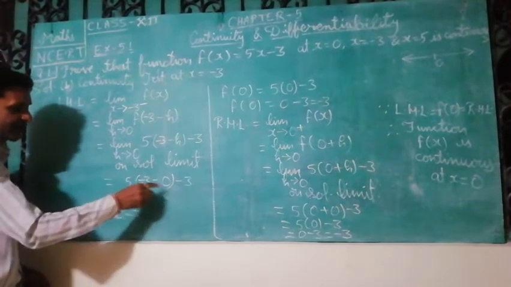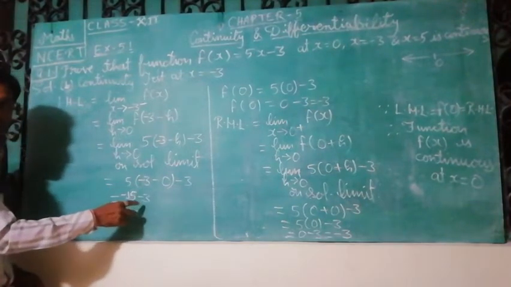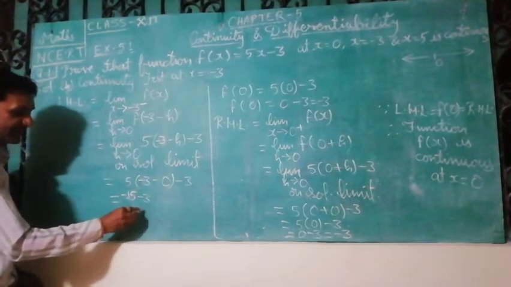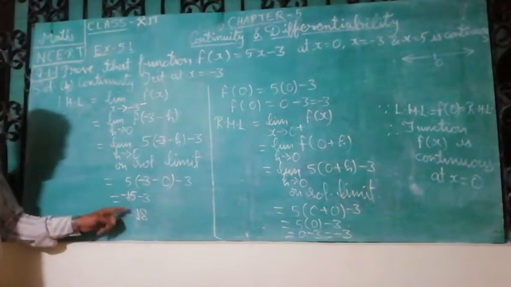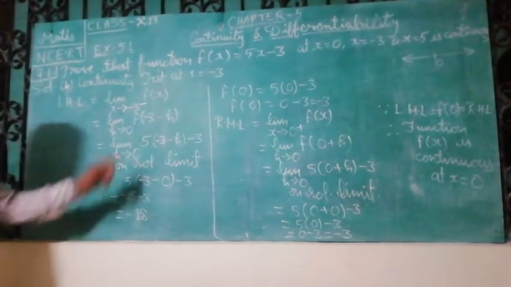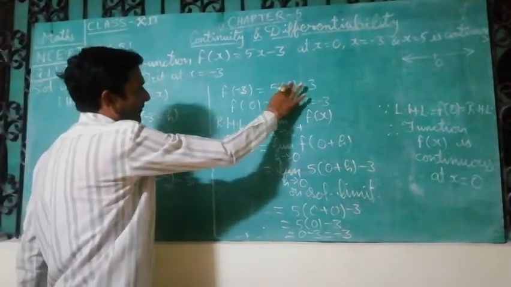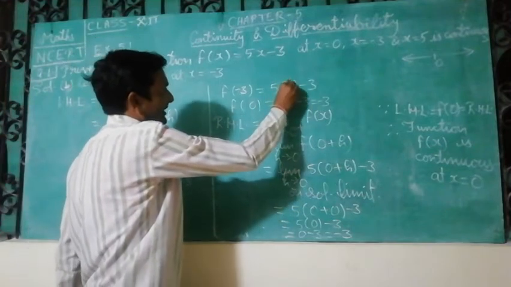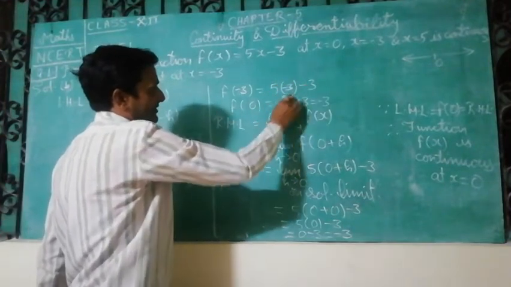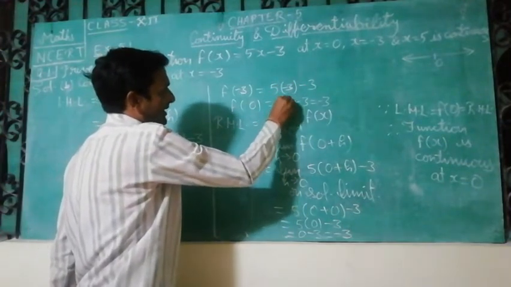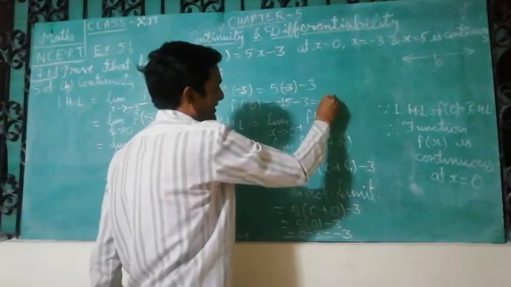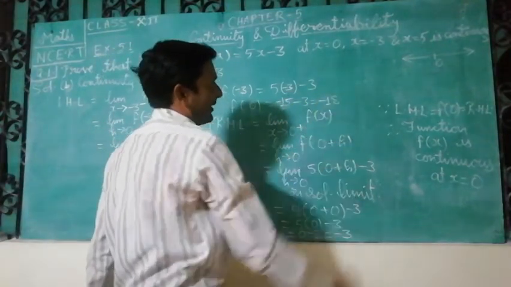-15 minus 3, because 5 into -3 is -15. So -15 minus 3 is -18. So this left hand limit is -18. If we want to find f of -3, then what will it become? f of -3 means 5 into -3 minus 3. That is equal to -15 minus 3. It is equal to -18 only. This is also equal to -18.